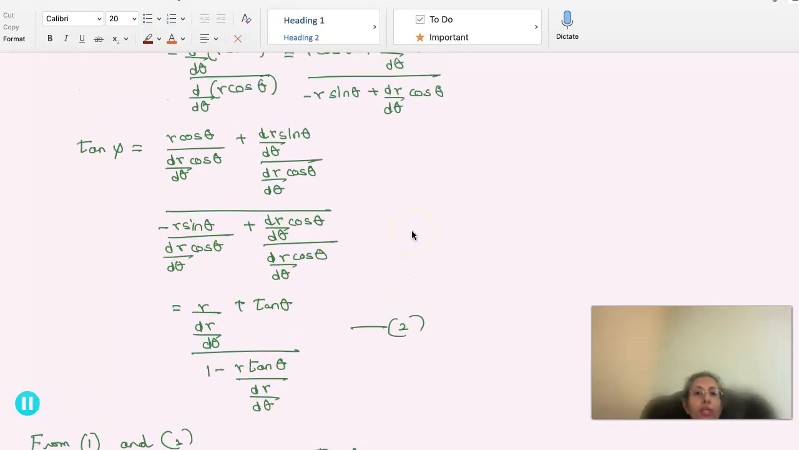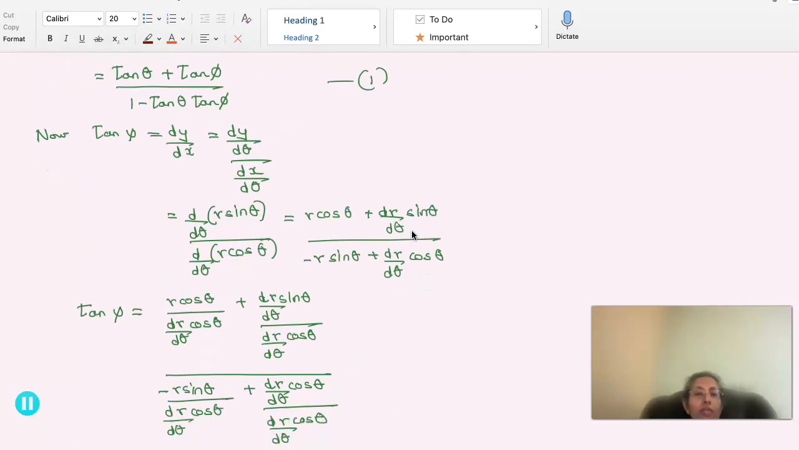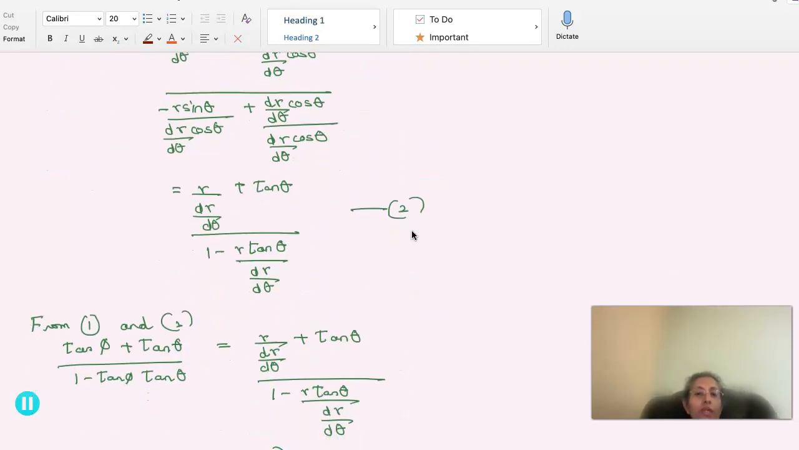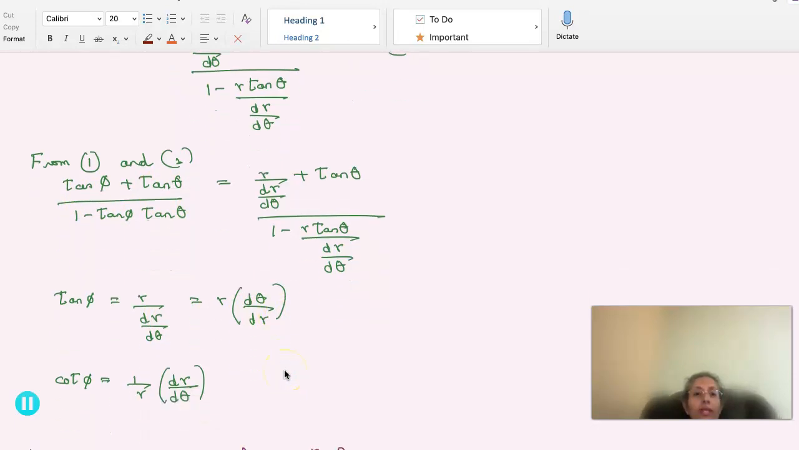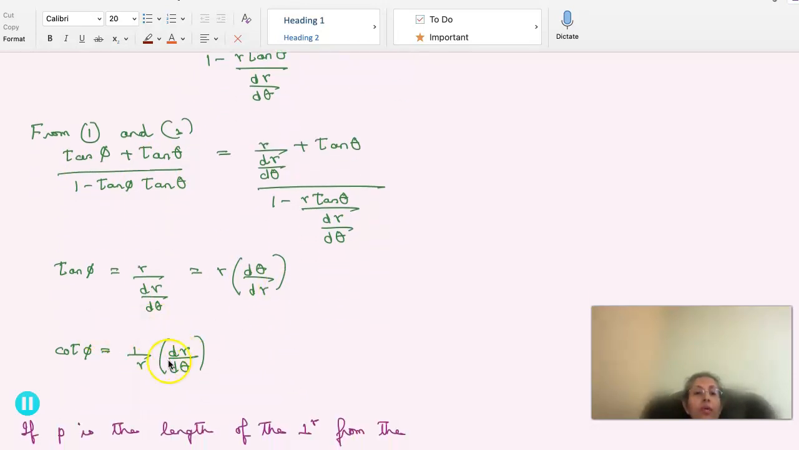And now you equate 1 and 2. The left hand side of 1 and 2 is tan psi, so the RHS of 1 and 2 will be the same. So I have tan phi plus tan theta by 1 minus tan phi tan theta. This is the RHS of 1 and equated to the RHS of 2. So we get r by dr by d theta plus tan theta by 1 minus r tan theta by dr by d theta. Equate, so you have tan phi equal to r by dr by d theta, which is r d theta by dr, and cot phi will be 1 by r dr by d theta. So this is an important formula which you will keep using in problem solving.